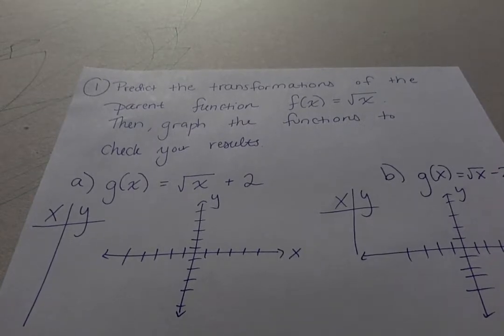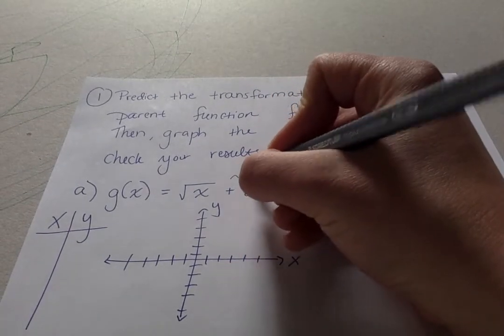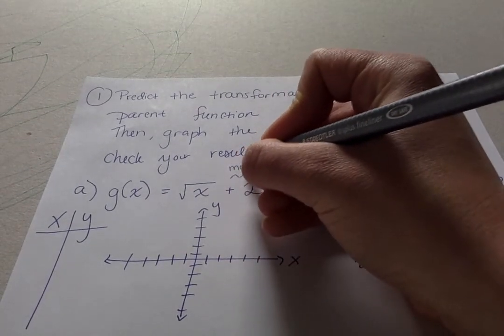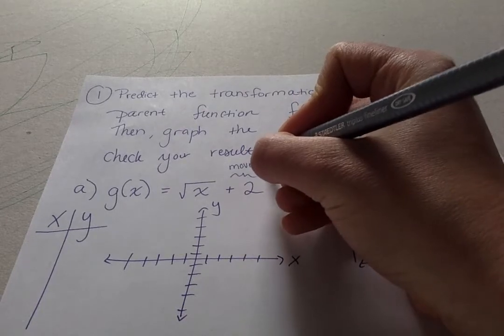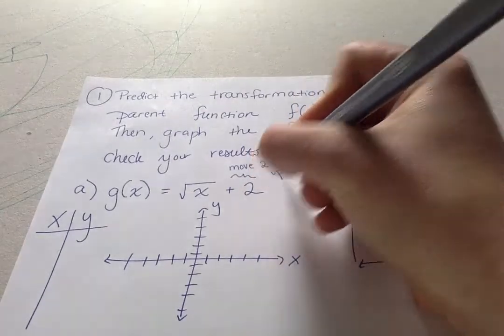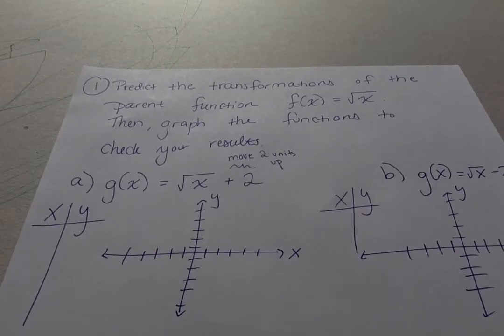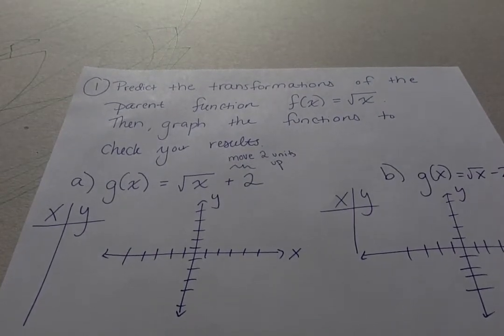So the first graph says it's the square root of x, and then we add 2 to it outside the square root. So first I can predict this should move 2 units up because we are adding something and it is outside the radical. Now let us check our results by plugging in some points.